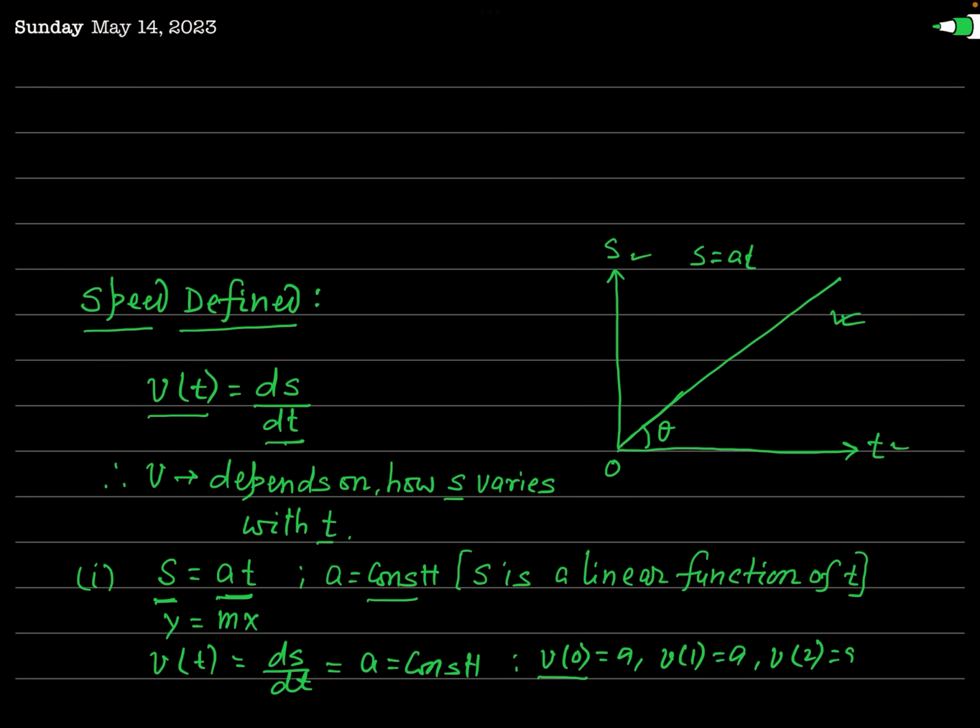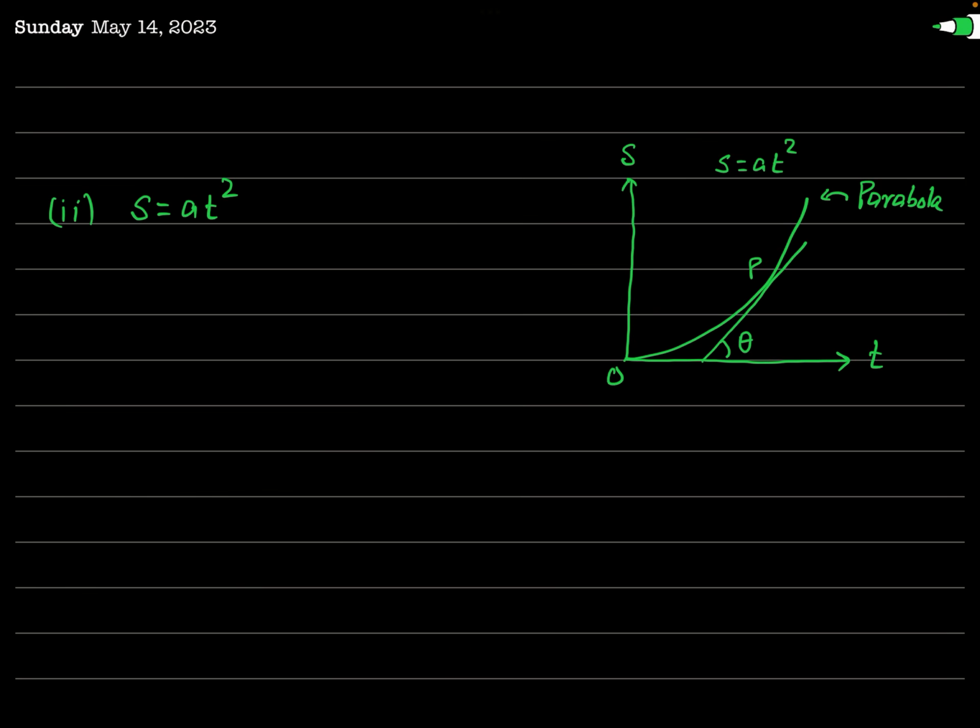Okay. And you know that this ds by dt, in accordance with the geometrical meaning of dy by dx, is equal to the slope of this curve, which is tan theta. As the slope of a straight line is constant, this functional relation implies that the speed of the particle is constant and will be the same at any time. But now let us consider a non-linear relation between s and t.